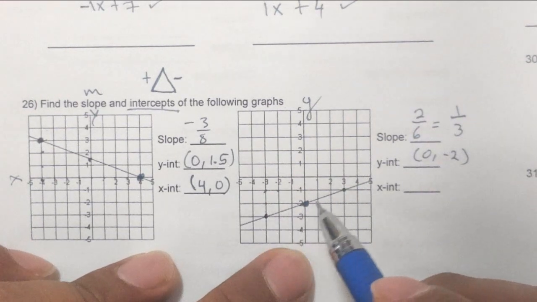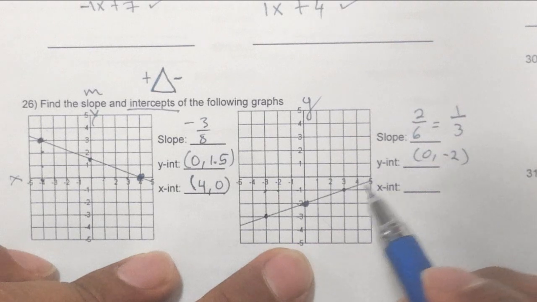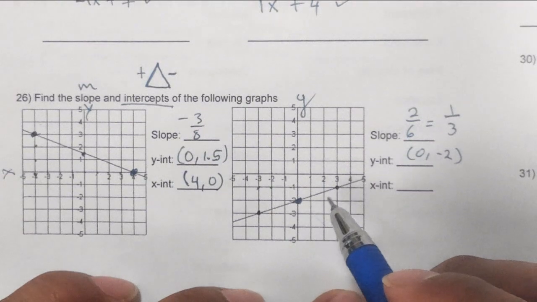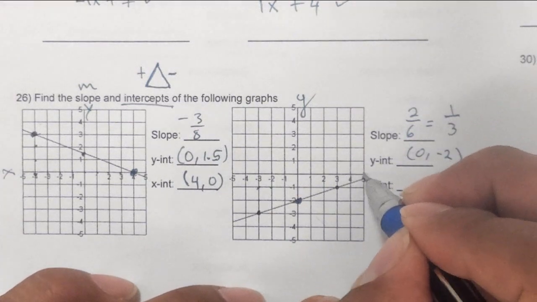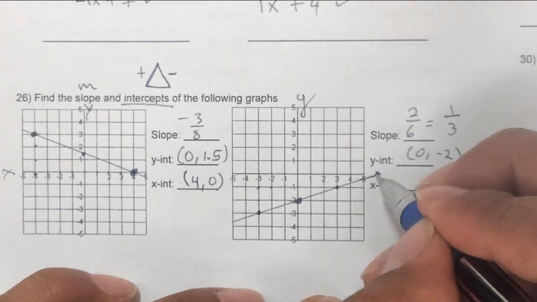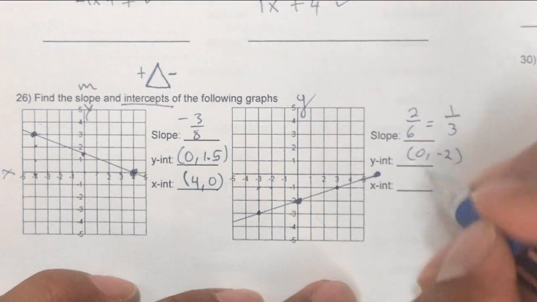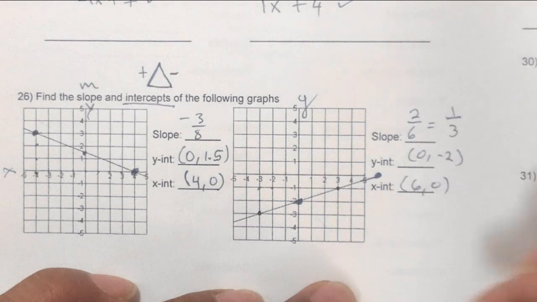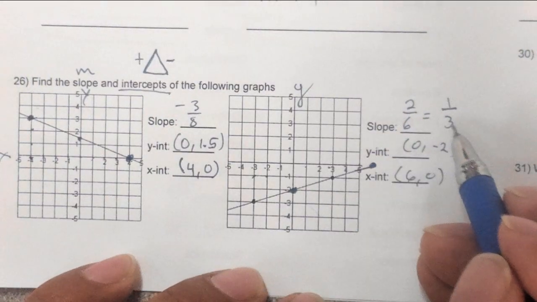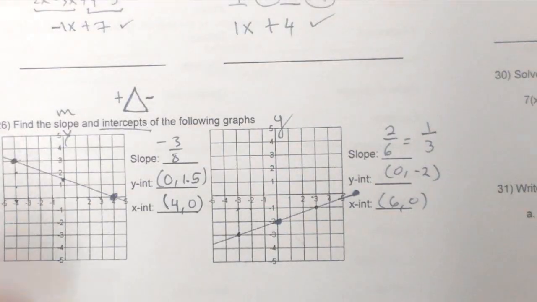The x-intercept, it's not showing. However, just because it doesn't show doesn't mean it doesn't have one. If you continue the line, just to pretend that it goes one more, it's probably going to hit at 6. So therefore, the x-intercept is 6. And it does because 1, 1, 2, 3. It follows the same pattern. Okay? Good. Next.